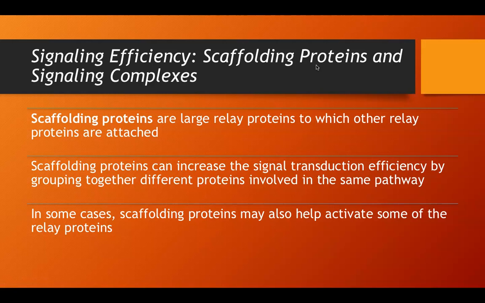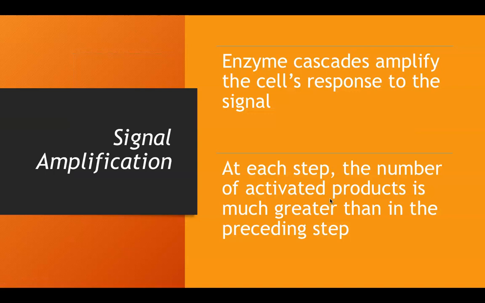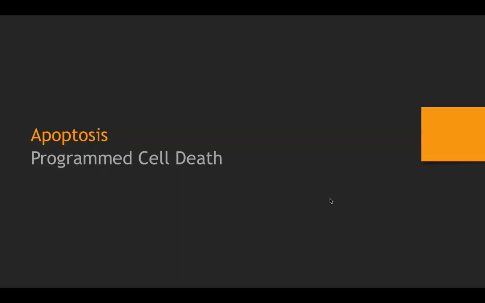This is what I was telling you guys earlier about the scaffolding proteins and efficiency. You can see the scaffolding protein here, where there's 3 different protein kinases. All of these are involved in that cell signaling pathway. And instead of having to activate these 3 different kinases, the receptor protein will actually activate the scaffolding protein, which will in turn activate all 3 of these. That is a more efficient way of cell communication. We talked about amplification and termination already.